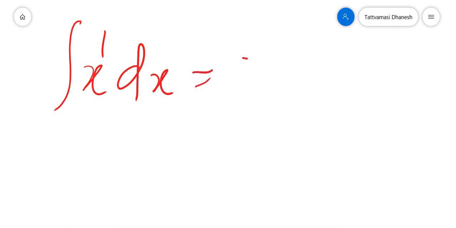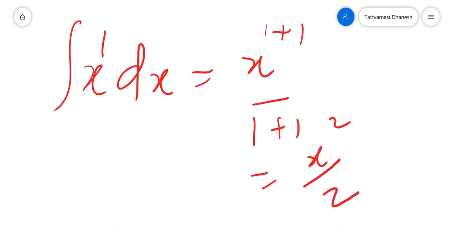x raised to 1 plus 1 divided by 1 plus 1, that is x raised to 2 divided by 2, that is equal to x square by 2. This is the answer. So plus constant, you need a constant as well. That's all. x square by 2 plus c. So I told you about negative numbers.